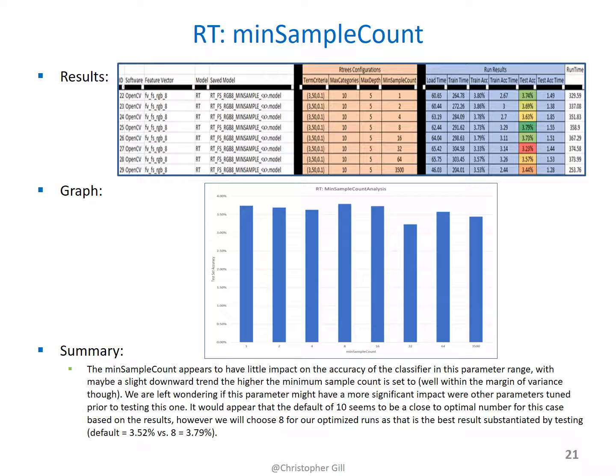Switching to specifically looking at the random trees model, we wanted to test several of the basic configuration parameters to see if we could tune the model to a better accuracy. The first parameter we attempted to tune was the min sample count. As we can see here, there was little change in the accuracy, or perhaps all within a range of variance, to indicate that a higher or lower minimum sample count impacted accuracy in a meaningful way. It is possible that other parameters were so poorly tuned that the impact of this parameter was overshadowed. However, for the purposes of our optimal test, we selected the value of 8 as it was close to the default of 10 and provided the best result in our observable results.